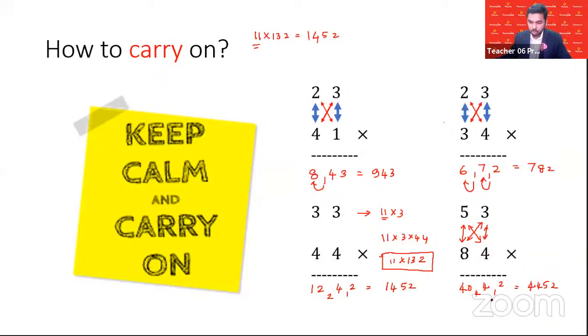Now what you have to do is you have to consider these carries. 1 you have to add with 4 to get 5. 4 you have to add with 40 to get 44. So the answer is 4452. So hope it is now clear. Is it clear? Krishnam Sarita, is it clear? Okay. So if you have further questions, we can take up at the end of the lecture.